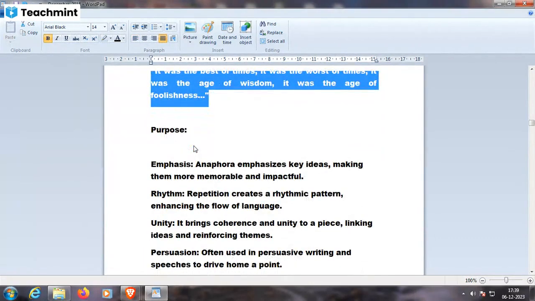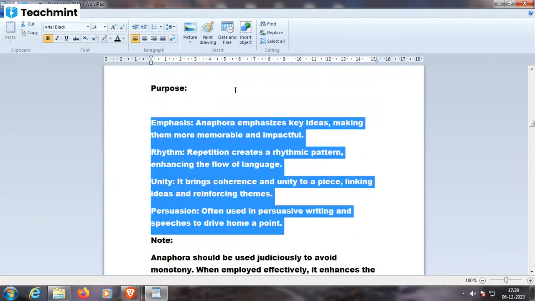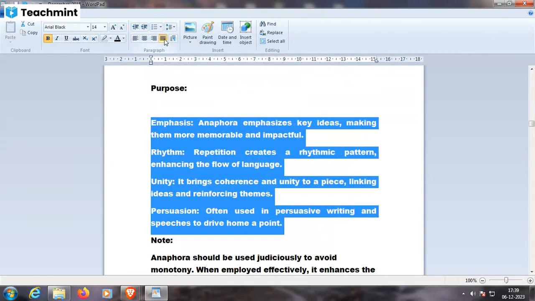Then comes purpose, emphasis. What is the purpose of language? You want to emphasize what you want to say. That is the purpose of language. Anaphora describes this emphasis. Rhythm, repetition is very much necessary in language. Unity brings coherence and unity to a piece, linking ideas from one to the other, and also themes.